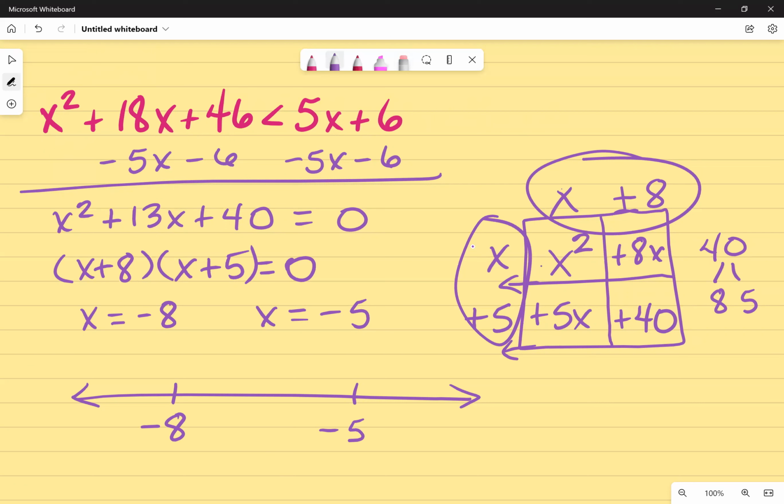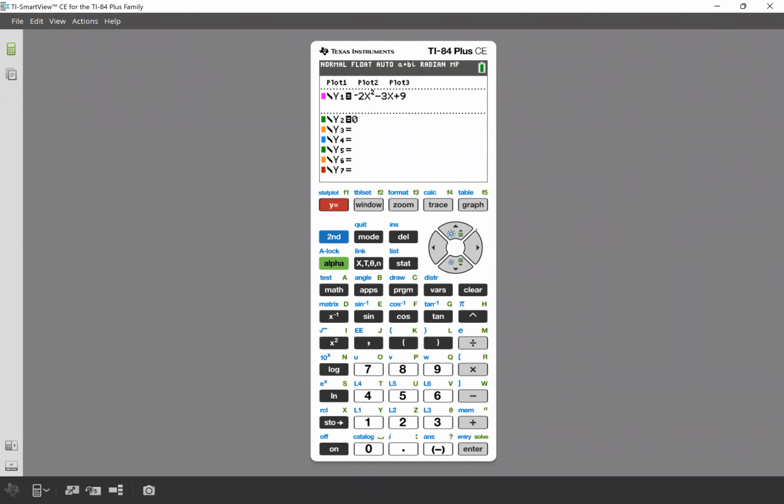Now what I want to do is look at the inequality that I started with. It's less than. It does not have the equal sign, so I'm going to go ahead and make this an open circle. And then I want to go back to my calculator, and clear out what's shown here and type in on the left-hand side, I had x squared plus 18x plus 46. And then on the right-hand side, I had 5x plus 6. Let's double check, yes. All right, second graph.